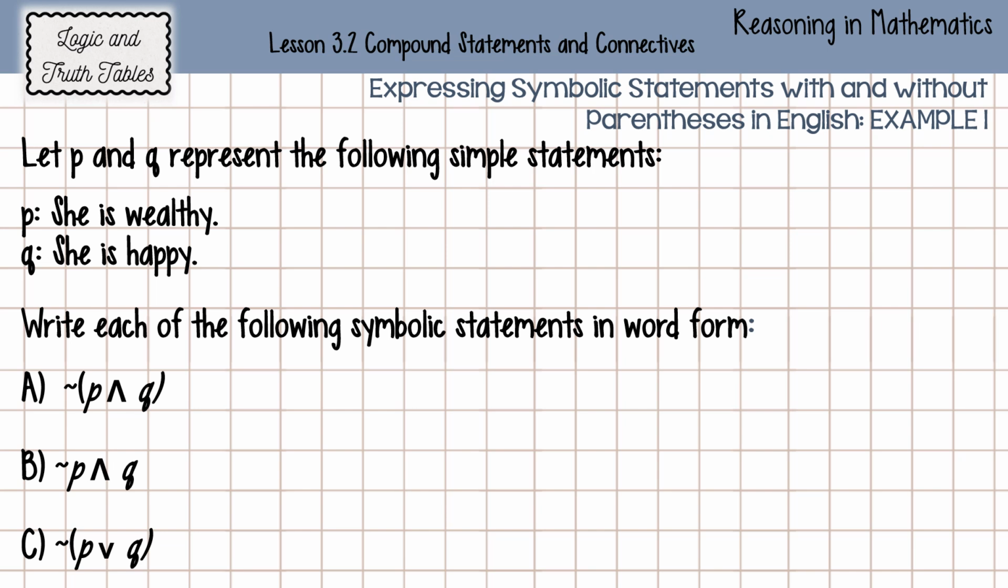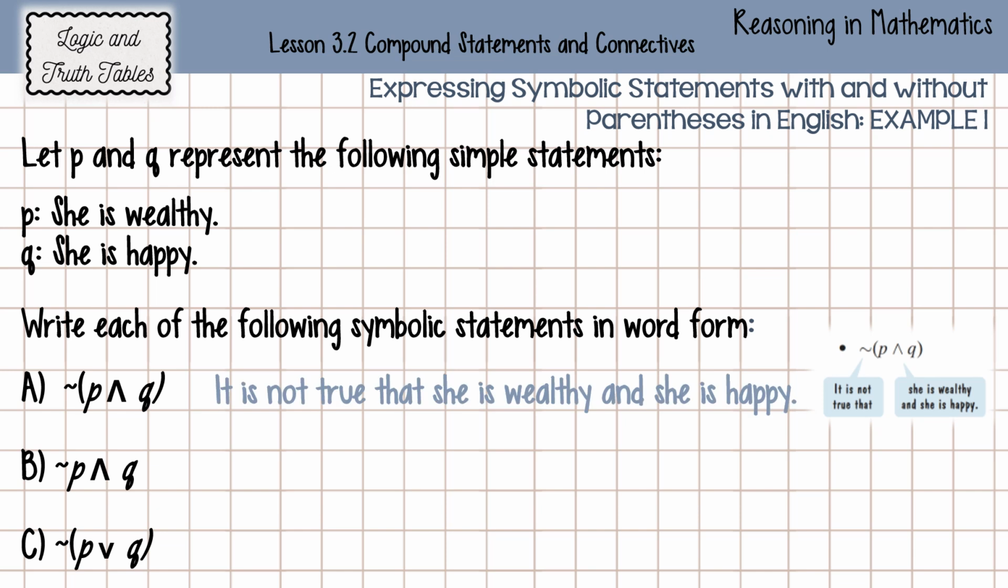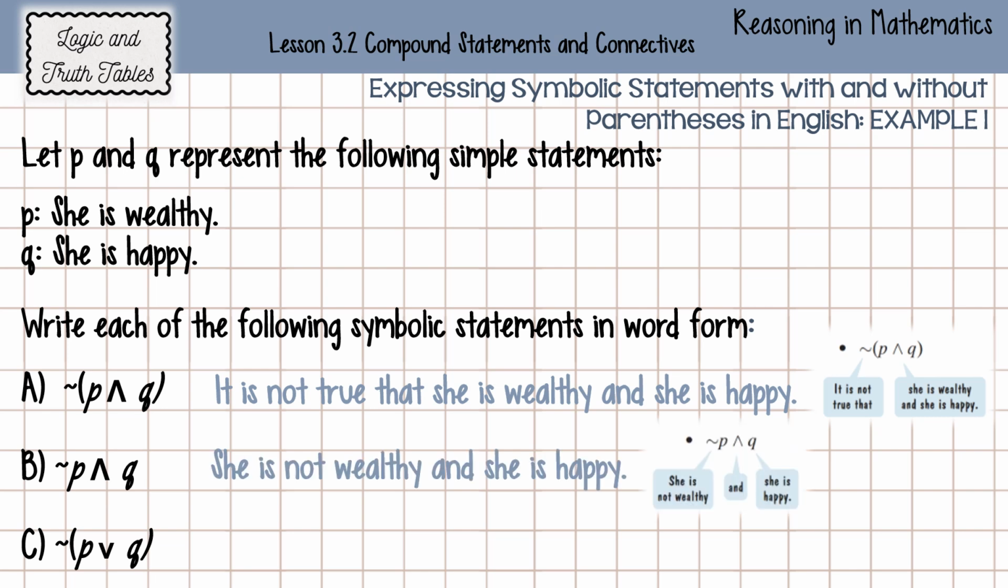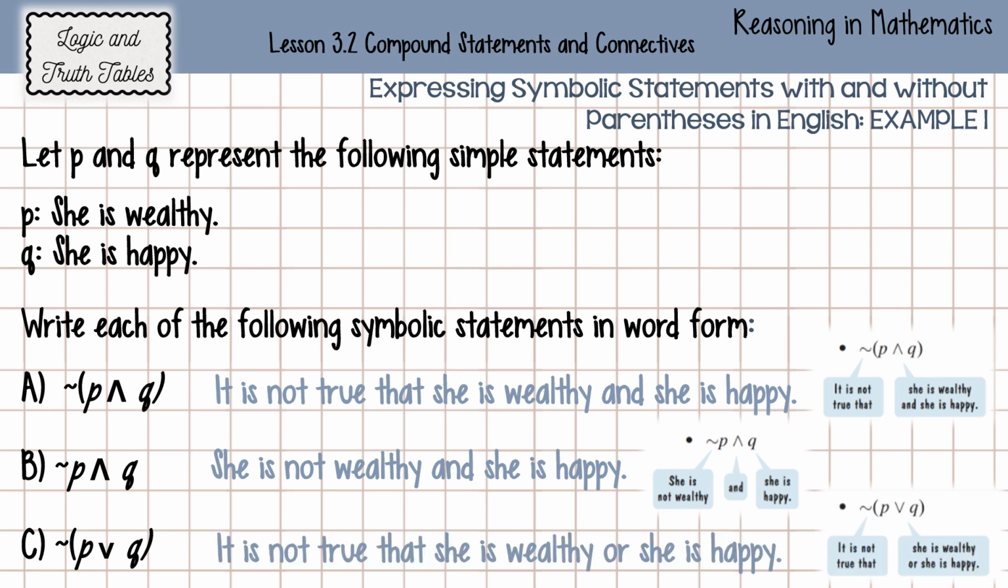So we are negating, in part A, the P and Q. So here we go. It is not true that she is wealthy and she is happy. Next one, we're only negating the P. So she is not wealthy and she is happy. Now we have a negation of P or Q. So it is not true that she is wealthy or she is happy.